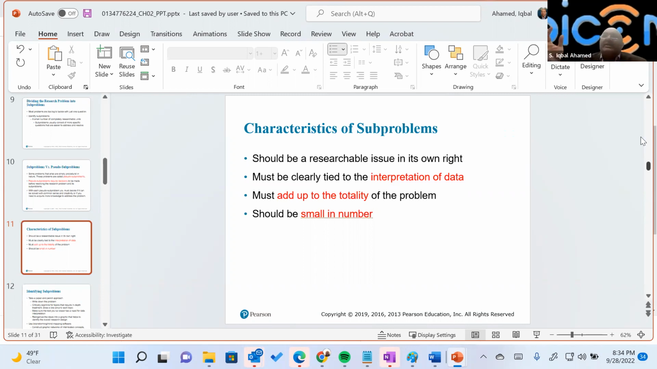So before you address what you do, you need to know the characteristics of the sub problems. The characteristics of the sub problems is that it should be a researchable issue, something very specific in its own, it has its own merit. And for your sub problem, try to see if you can relate it with some data, because with some data you will try to interpret that, right? So for each sub problem, see what data is related to it.